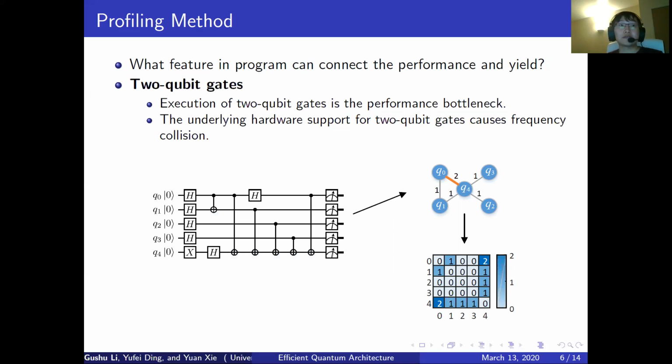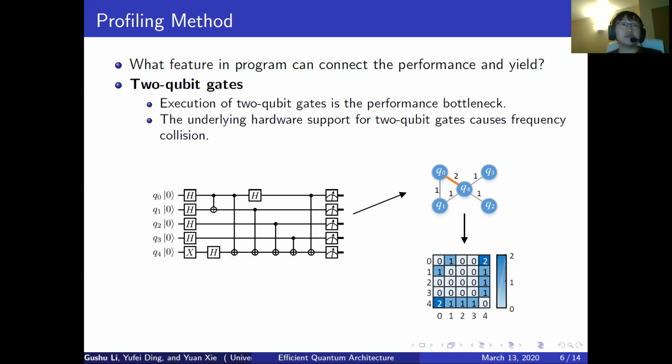We build a graph based on the 2 qubit gate information. Each node represents a qubit, and 2 nodes are connected if they have 2 qubit gates between them. The weight of an edge is the number of 2 qubit gates between the 2 connected nodes. And based on this graph, we can have a weighted adjacency matrix for each quantum program. Yeah, this is a simple profiling.